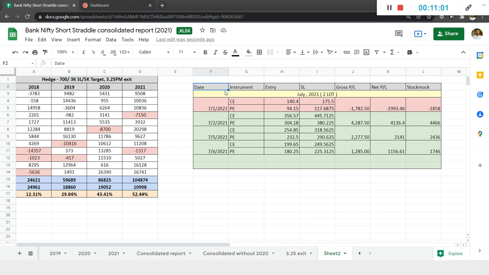You could mention the date, instrument, that is ERP, entry, stop loss. Here we don't have a stop loss, so we can just ignore the center column. This I maintained for straddle. Here net profit is considering brokerages, and gross profit is without brokerage, and also the stock market report.